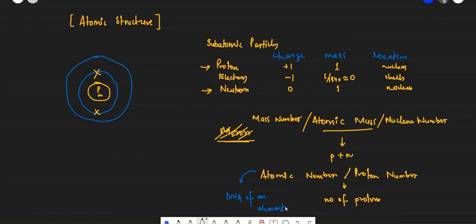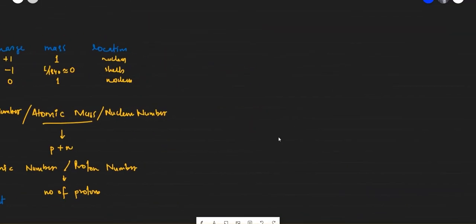Moving on to the next point. We need to know how we calculate neutrons. But before that, if you have seen the periodic table, elements are written something like this.